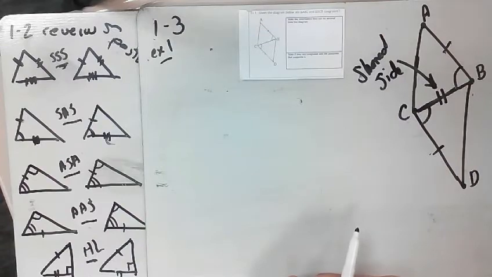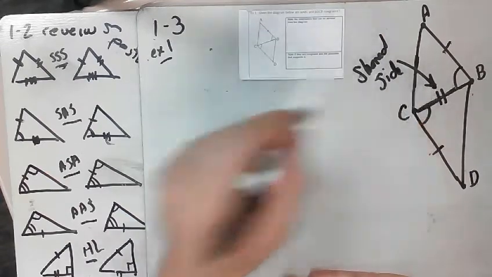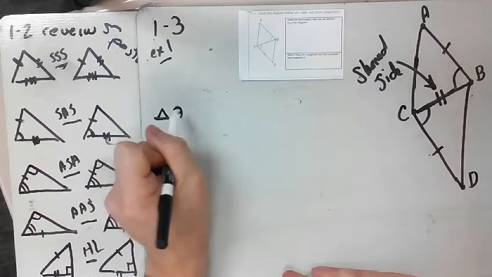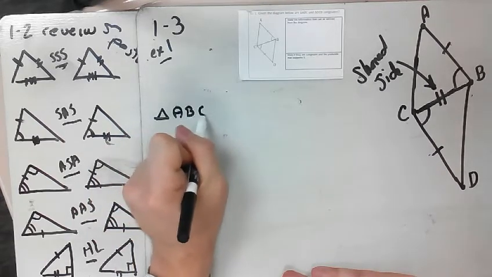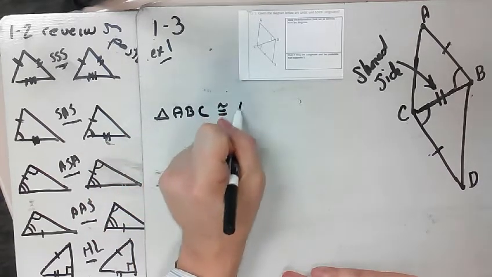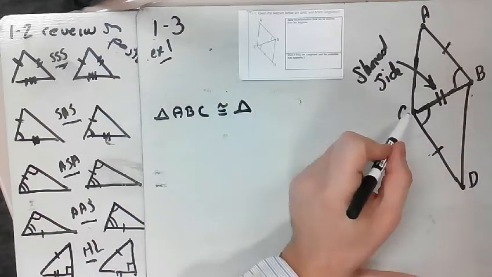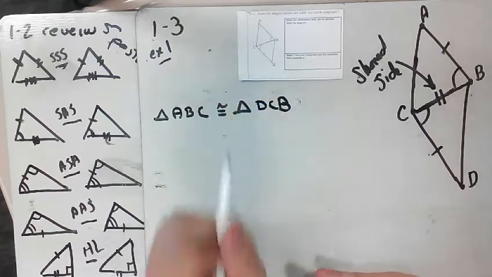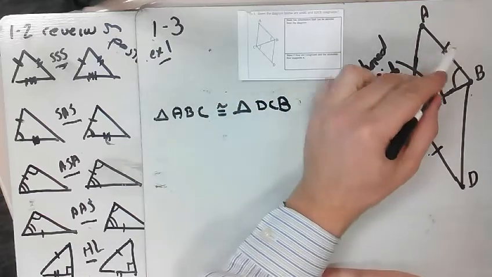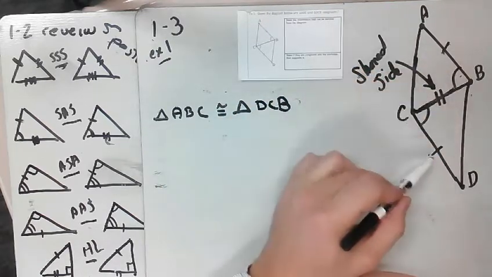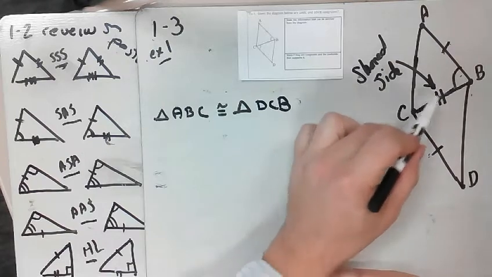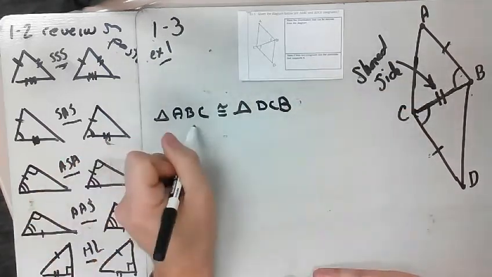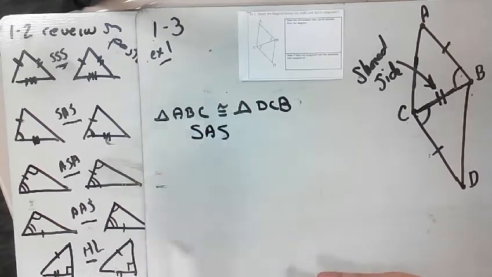So now I can make the statement, with that piece, that triangle ABC is congruent to triangle DCB, and I can say that's happening by side, angle, side. Look, it happens here too: side, angle, side. So we're going to say side, angle, side.